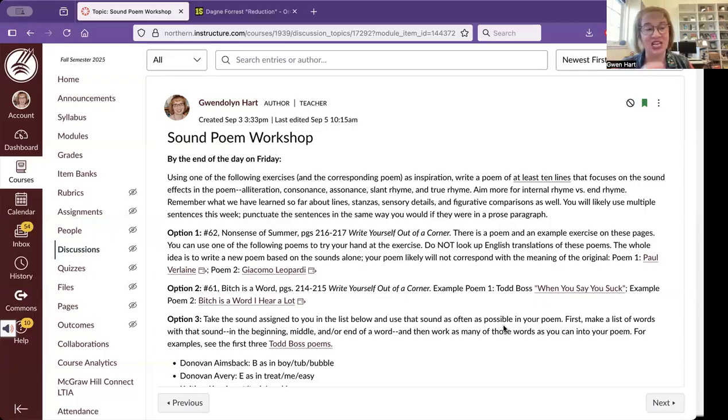And since they already have the example in the book, where you can see what someone did with it, you can't do that one because it's already done for you on those pages. I gave you two other poems here that you can try out. One's a Paul Verlaine poem in French, and one's a Giacomo Leopardi poem in Italian. So hopefully you don't know either French or Italian. You could pick one of those if you would like to.